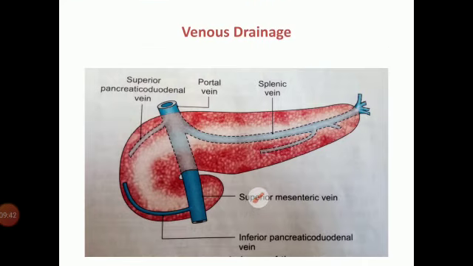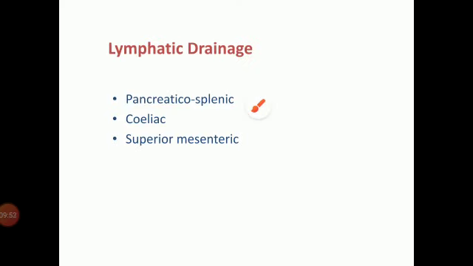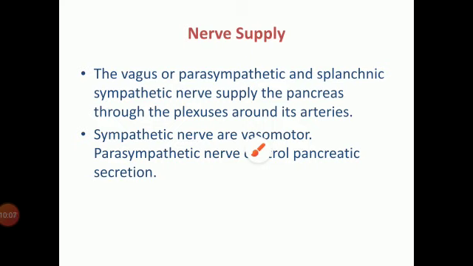Coming to the venous drainage of the pancreas, the venous blood from the pancreas is drained by the splenic vein. It is also drained by the superior mesenteric vein and into the portal vein. The lymphatic drainage of the pancreas: the lymphatics follow the arteries and drain into the pancreaticosplenic, the celiac, and the superior mesenteric groups of lymph nodes.